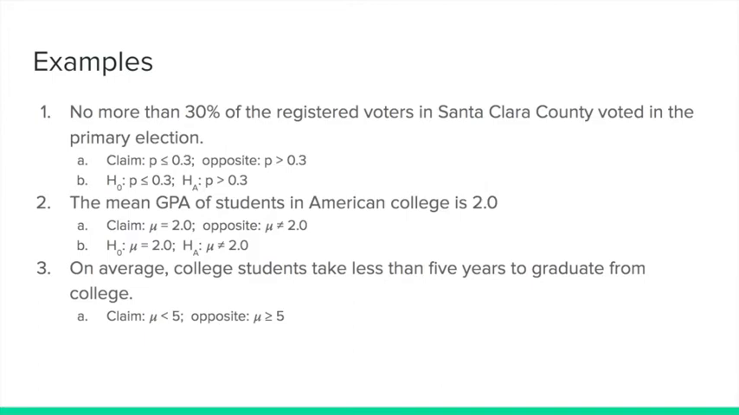the equal to part. And then from this, we're going to notice that our null and our alternative are not in line with the claim and the opposite the same way they were for the first two examples. The statement that contains equality on this one is the opposite statement. So the null hypothesis, H0, is going to be mu is greater than or equal to 5. And then the alternative is that mu is less than 5.